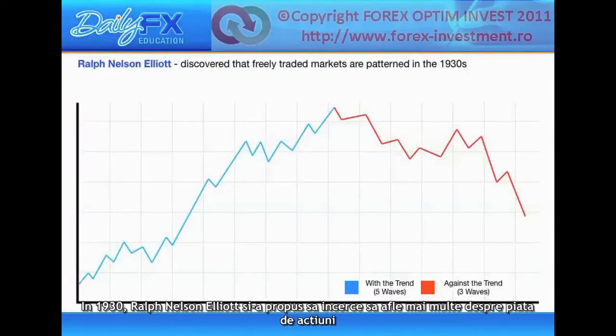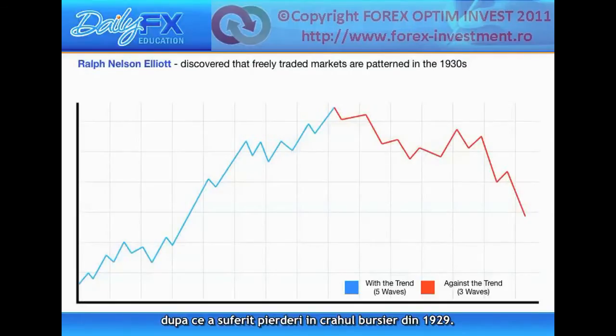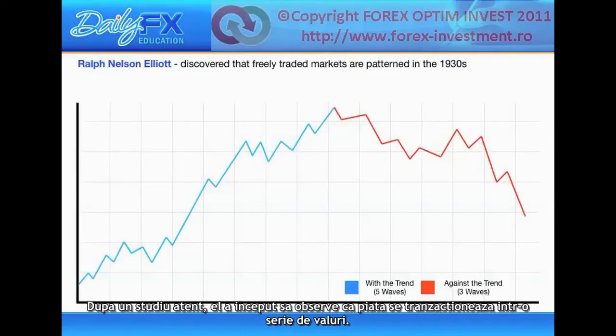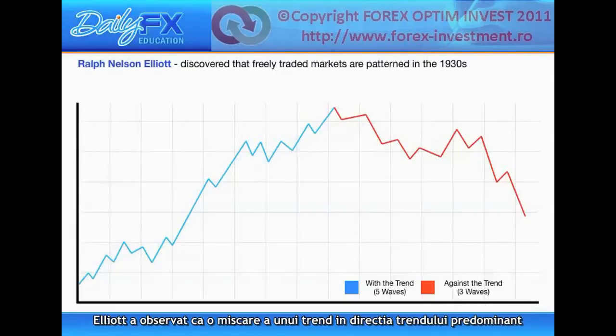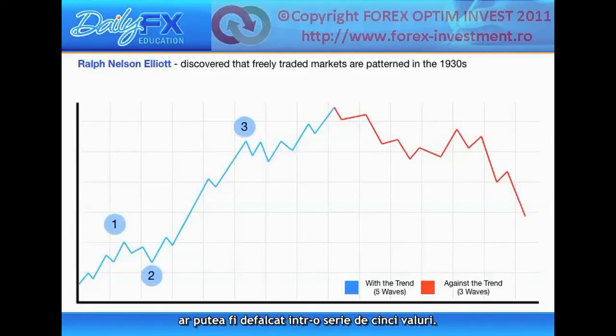In the 1930s, Ralph Nelson Elliott set out to try to learn more about the stock market after experiencing some losses in the 1929 crash. After careful study, he began to notice that the market traded in a series of waves. Elliott observed that a trending move in the direction of the prevailing trend could be broken down into a 5-wave series. He labeled these waves 1 through 5.